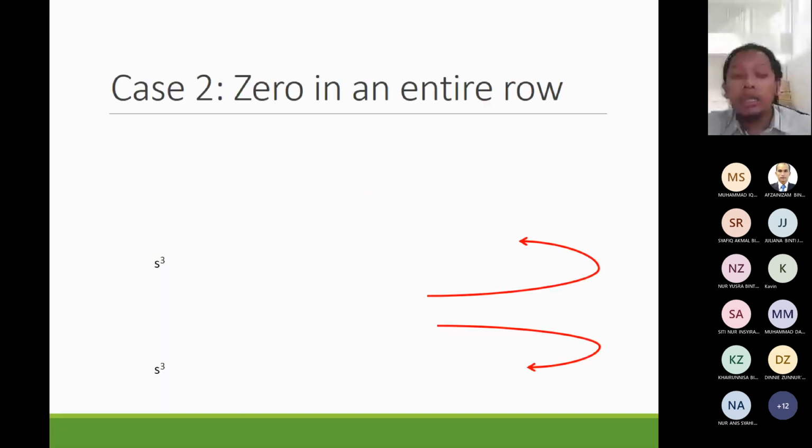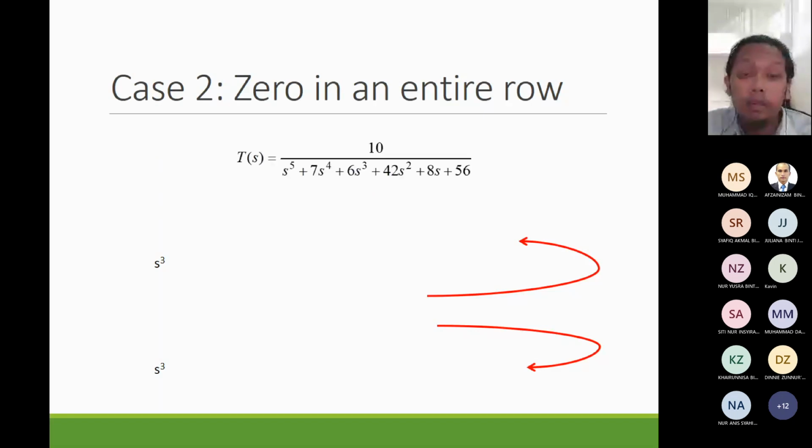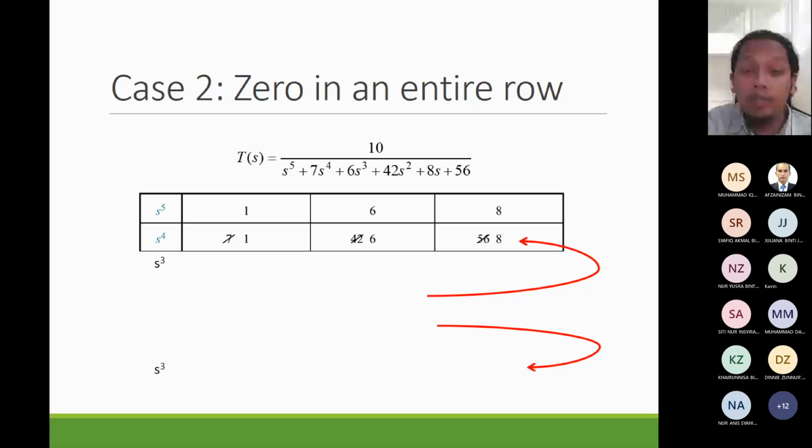Now let's look at the second case, when you encounter 0 in an entire row. So let's say you are given this transfer function here, and then you generate the Routh table. So we start with s power of 5, followed by s power of 4, and then we fill the two top rows with the coefficients of the denominator alternatingly. Okay, so we start with 7, 42, and 56. We can factorize the number, but you can also choose to not factorize. It will produce the same result.